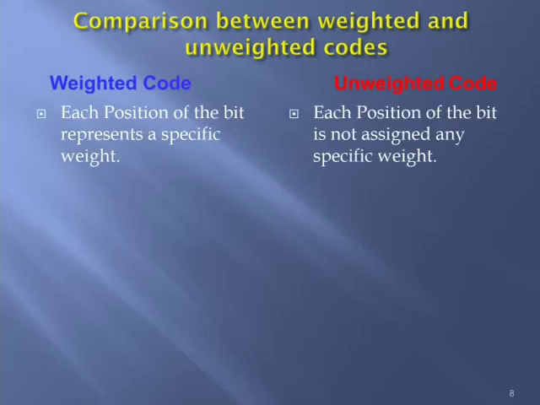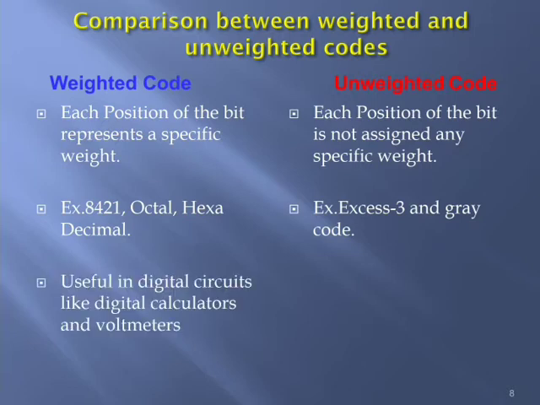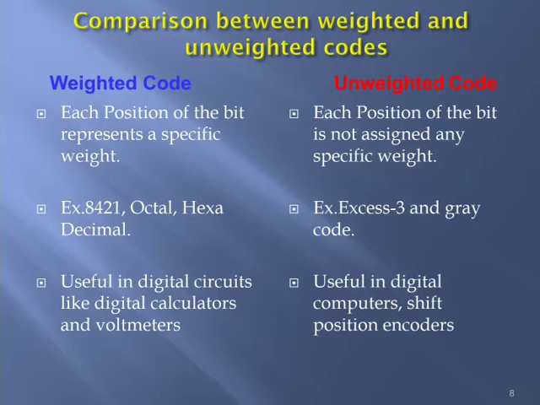In the case of weighted codes, each position of the bit represents a specific weight, whereas in the case of unweighted codes, each position of the bit is not assigned any specific weight. Examples of weighted codes are 8421, octal or hexadecimal codes, and examples of unweighted codes are XS3 and gray code. And one more point: weighted codes are useful in digital circuits like digital calculators and voltmeters, and unweighted codes are useful in digital computers, shaft position encoders and all these things.